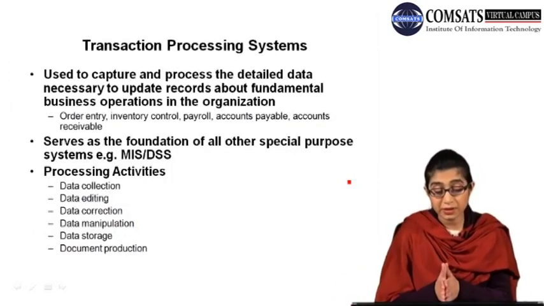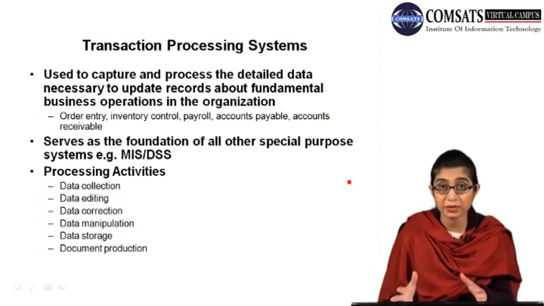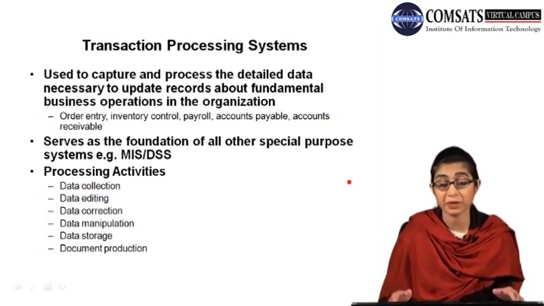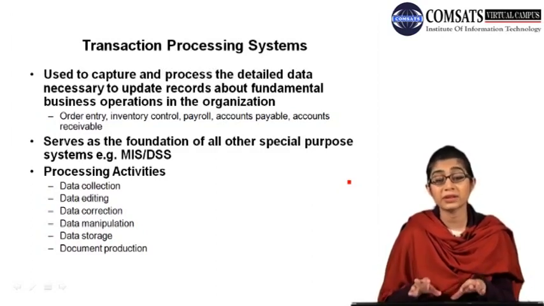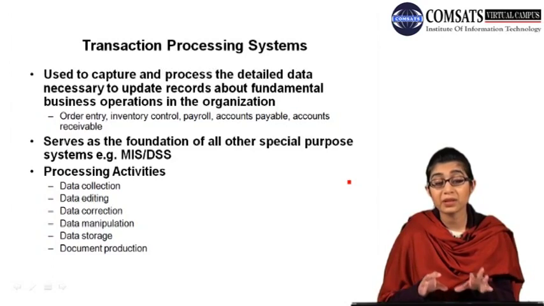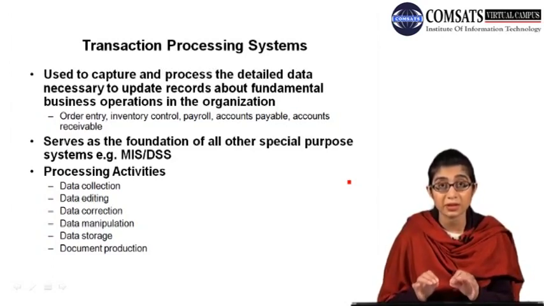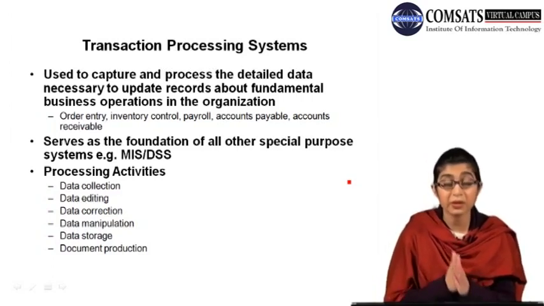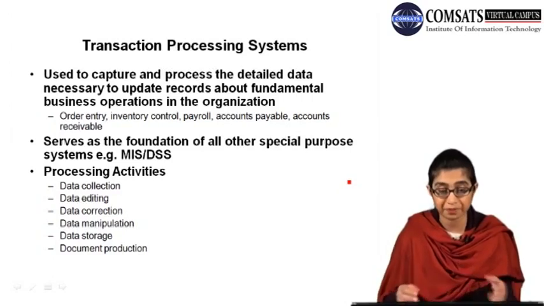Right, transaction processing systems. Organizations have, like I said, many kinds of TPSs working in the different functional areas of the business. What are they used for? Basically, they are used to capture and process the detailed data necessary to update records about fundamental business operations in the organization. So TPSs work at the operational level, and their basic use is that they capture and process the data relating to the daily activities in the business.